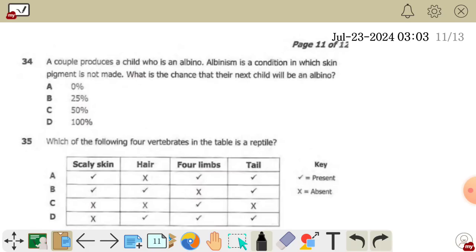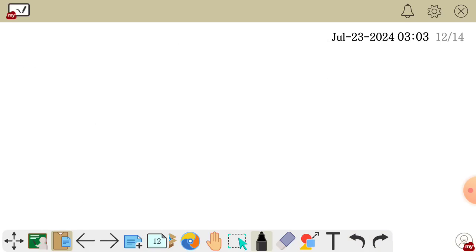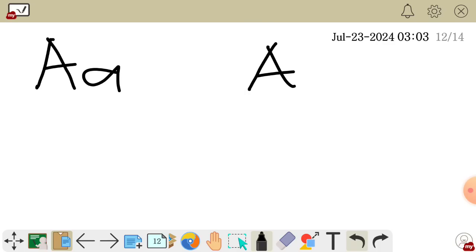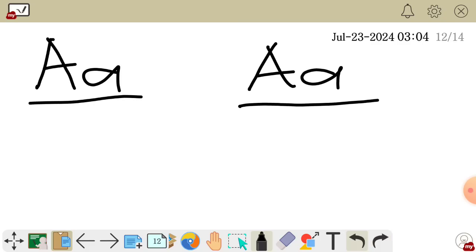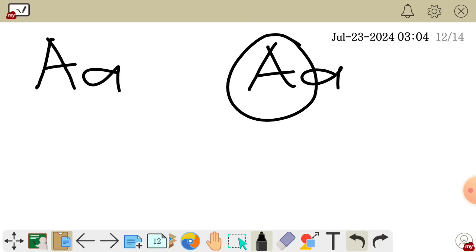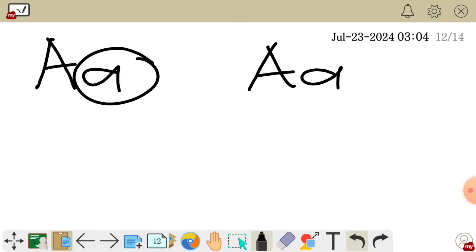So the chance can be drawn like this. We have these parents who are carriers. Let's say we represent them with Aa. So A represents the normal allele, and the small letter a represents an allele for albinism. Okay, so these parents were normal because they were carriers. We have the dominant allele for normal pigment, but they are carrying a gene for albinism.